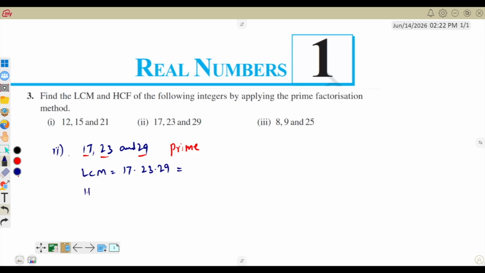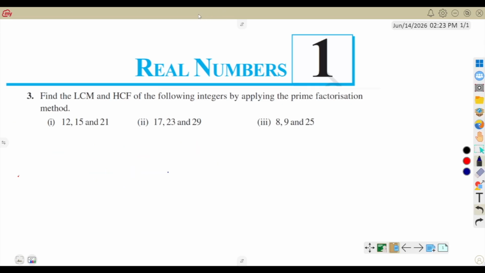And the HCF means highest common factor. Since they are all prime numbers, the common factor will be 1, okay? Sometimes we should be very smart, right, while doing the sums. Hard work doesn't work sometimes, smart work will work. Okay, let's multiply 17 times 23 times 29, then you get 11,339, right?